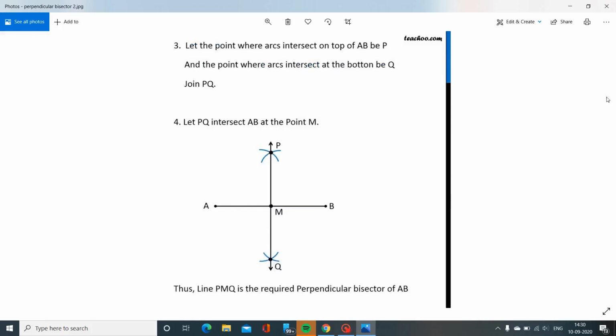Next, third step: let the point where the arcs intersect on the top of AB be P, and the one below be Q. Then join P and Q. Let PQ intersect AB at the point M. So line PMQ is the required perpendicular bisector of AB.